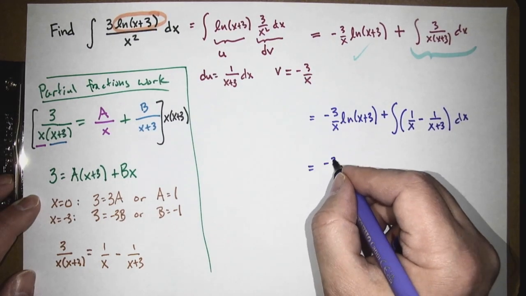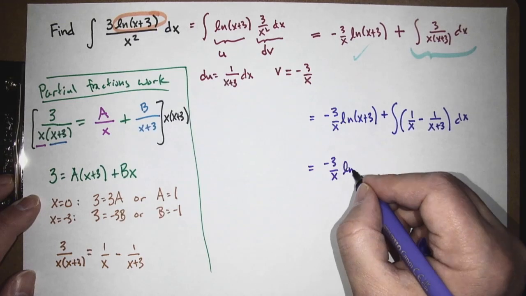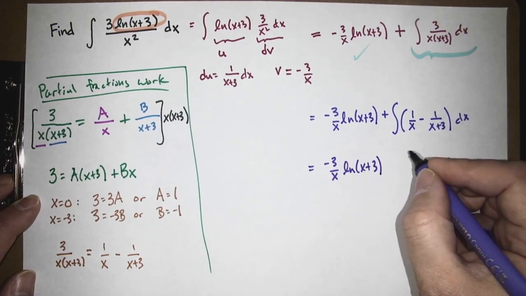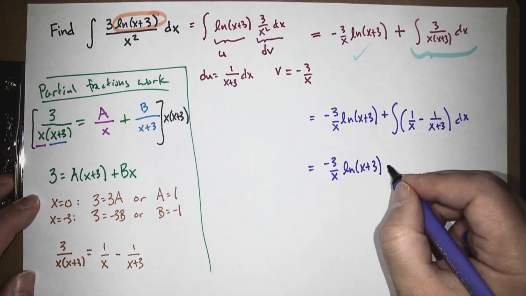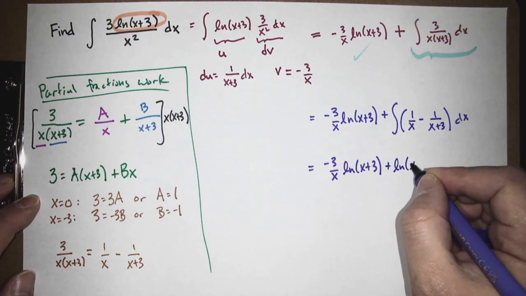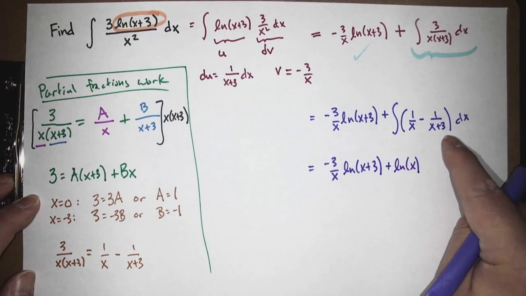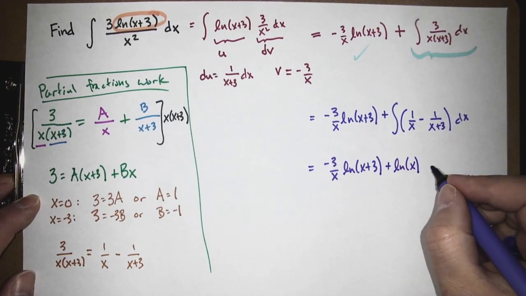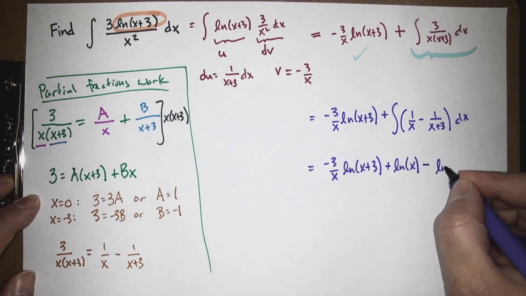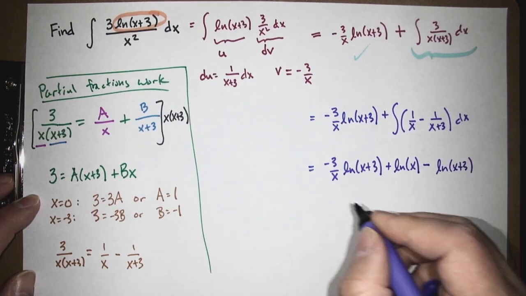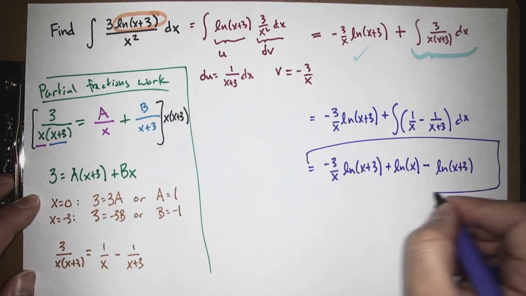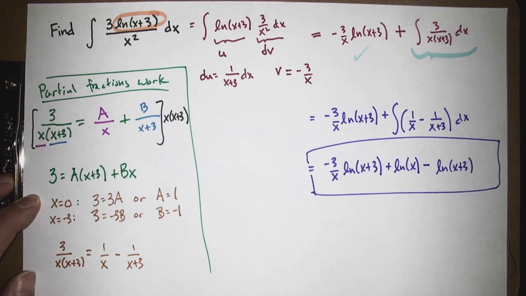All right, so we're in the home stretch. What's the integral of 1 over x? Natural log of x. You see it a lot when you're dealing with rational functions. What's the integral of 1 over x plus 3? ln of x plus 3. And there we go. Woohoo! Wait, what? No? Plus c. Okay, good.